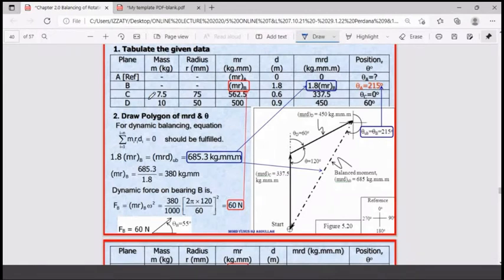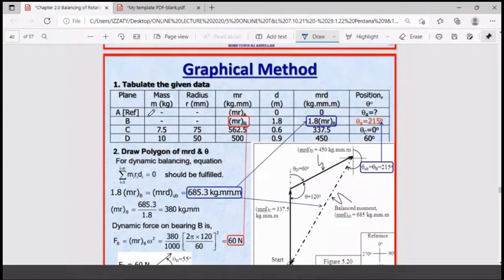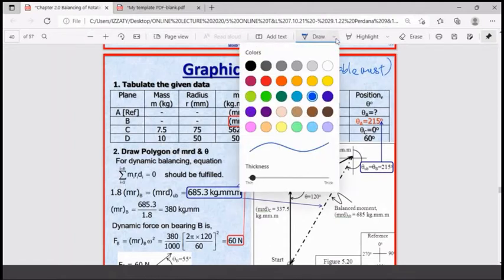So when you solve graphically, of course you need to tabulate a table, and this is compulsory. Tabulating a table for the graphical method is compulsory. A table must be constructed.